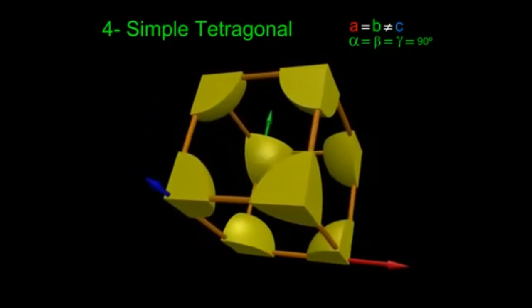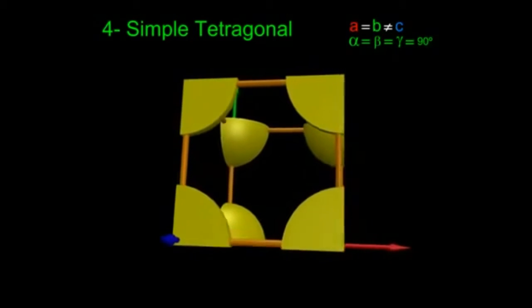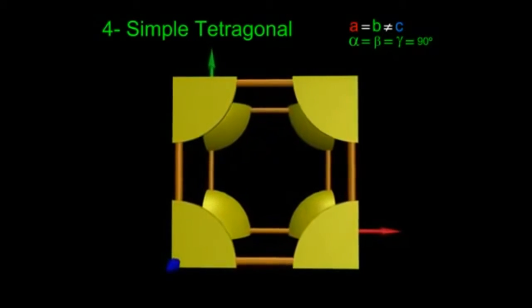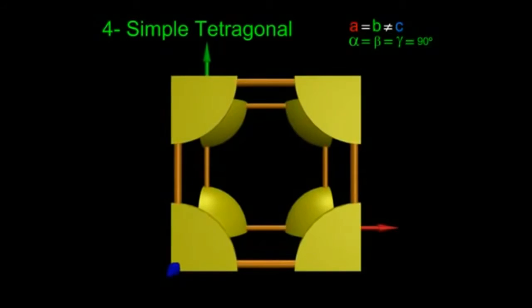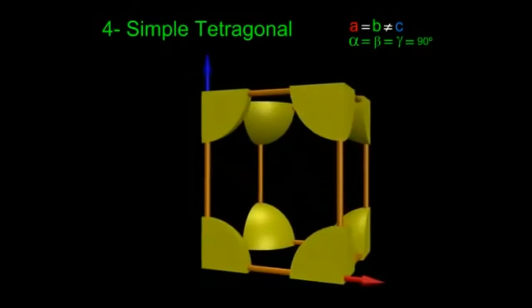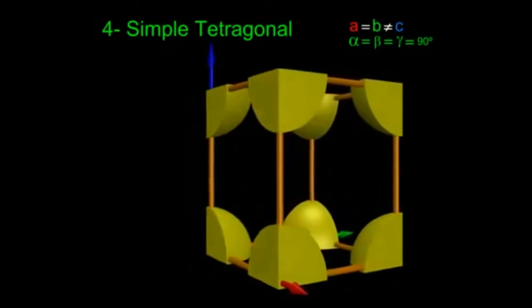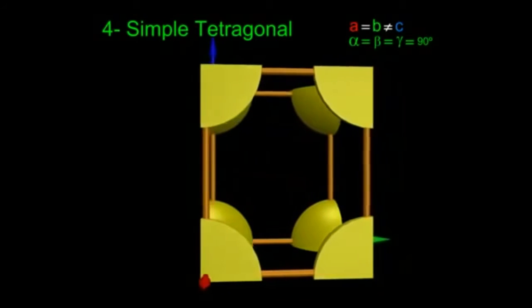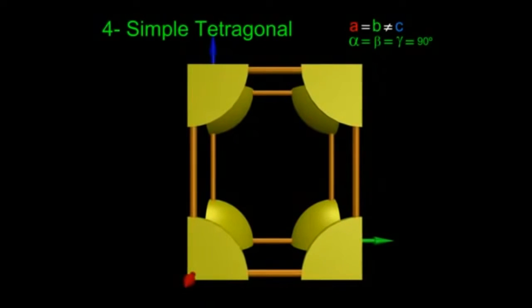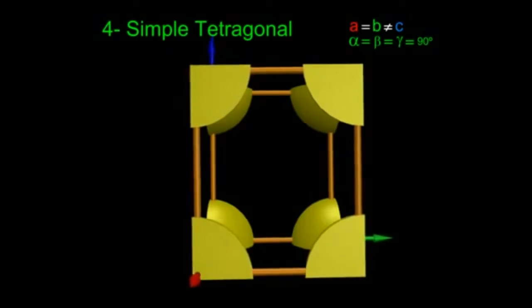All the three sides are not equal. A is equal to B, but A and B are not equal to C. All the four corners are occupied by a single atom. That atom shares 1/8 of its total volume to that unit cell. Hence, calculating, we get that only half of an atom exists in this simple tetragonal unit cell. Thank you.